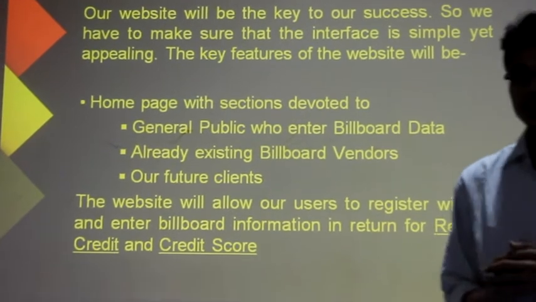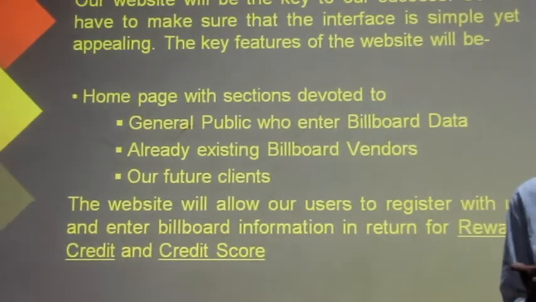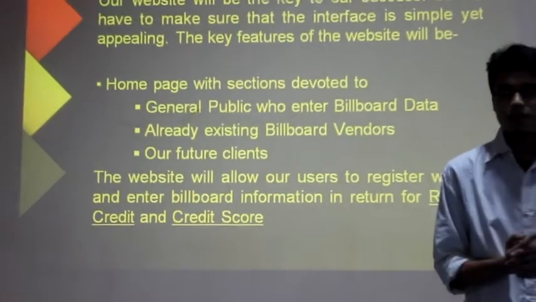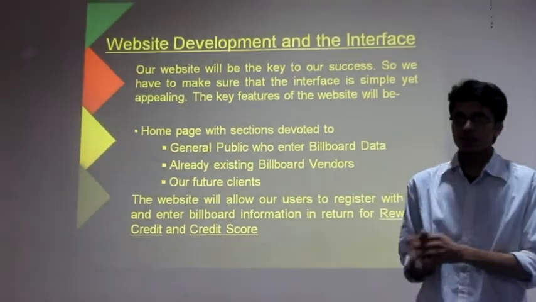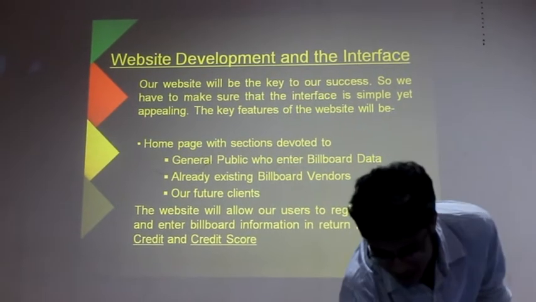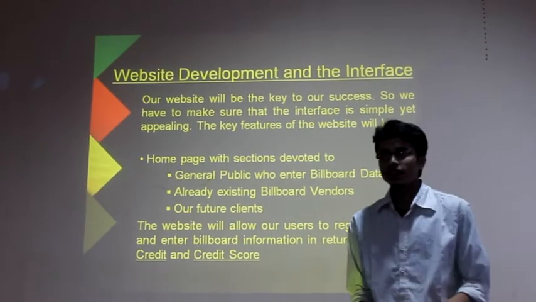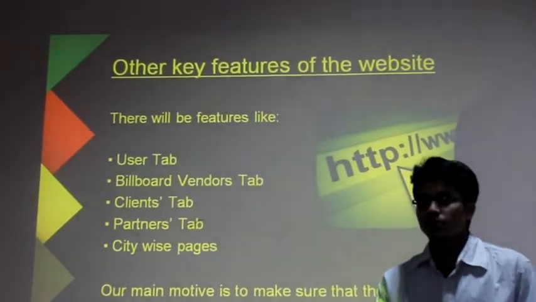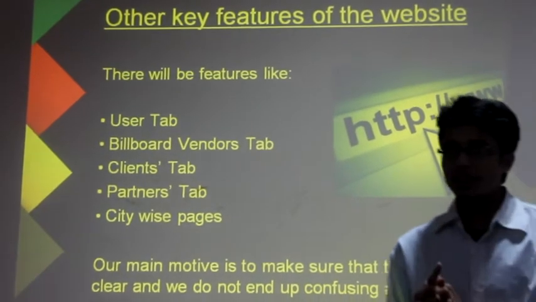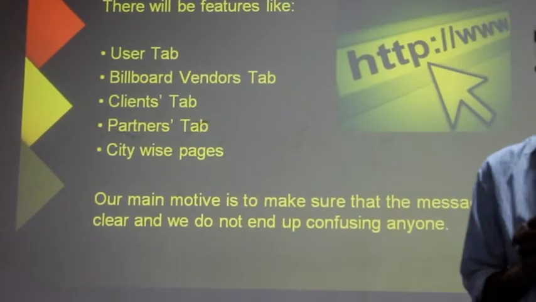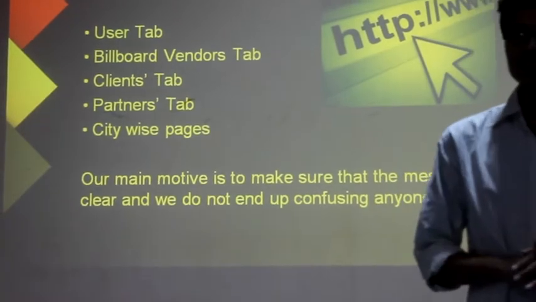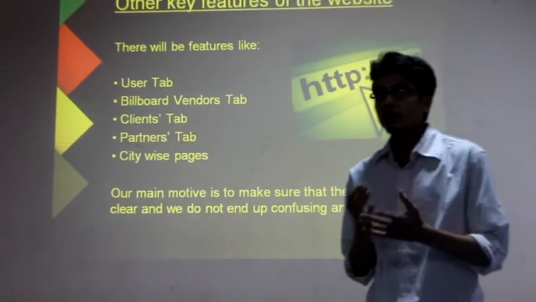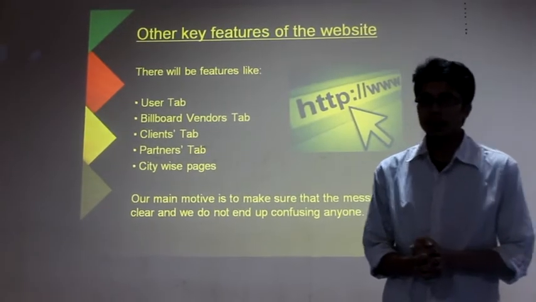So the home page will have several sections. First for the general public, second for the already existing billboard vendors, and third for the future clients. The web page will allow our users to register and then enter billboard information, and in return we will be providing them with reward credit and the credit score, which will be explained later. The key features of the website will have a user tab for user to enter billboard information, the billboard vendors tab for the vendors to update an already existing information or enter a new information, the clients tab for our clients so that we can provide them with outdoor marketing solutions.